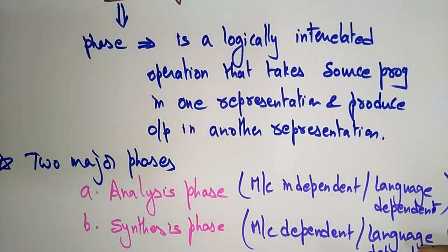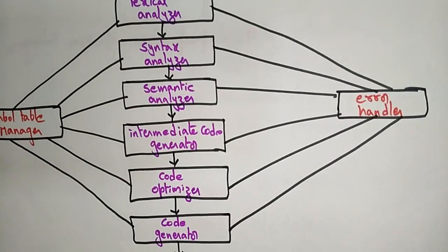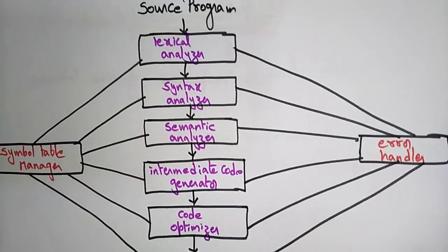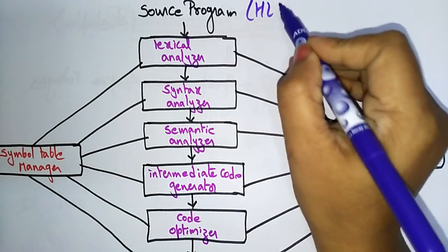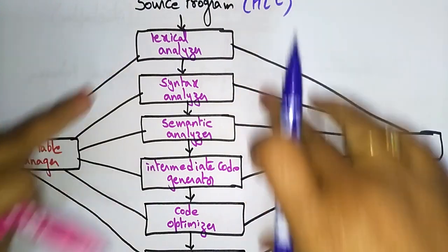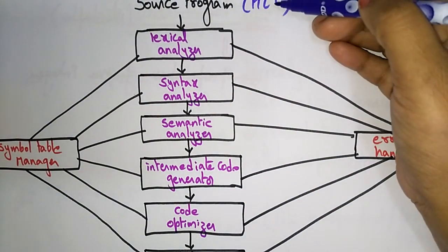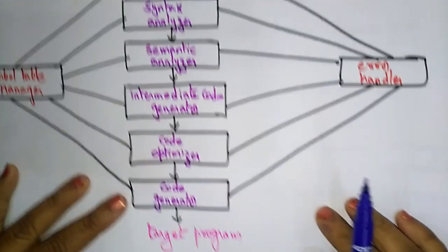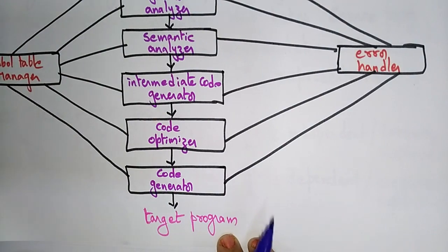Now let's see the different phases present in the compiler. This is the structure of the compiler. First, the source program, whatever program you have written in high level language, enters the compilation phase. The compiler converts the high level language into the target program. What is the target program of the compiler? That is the low level language.